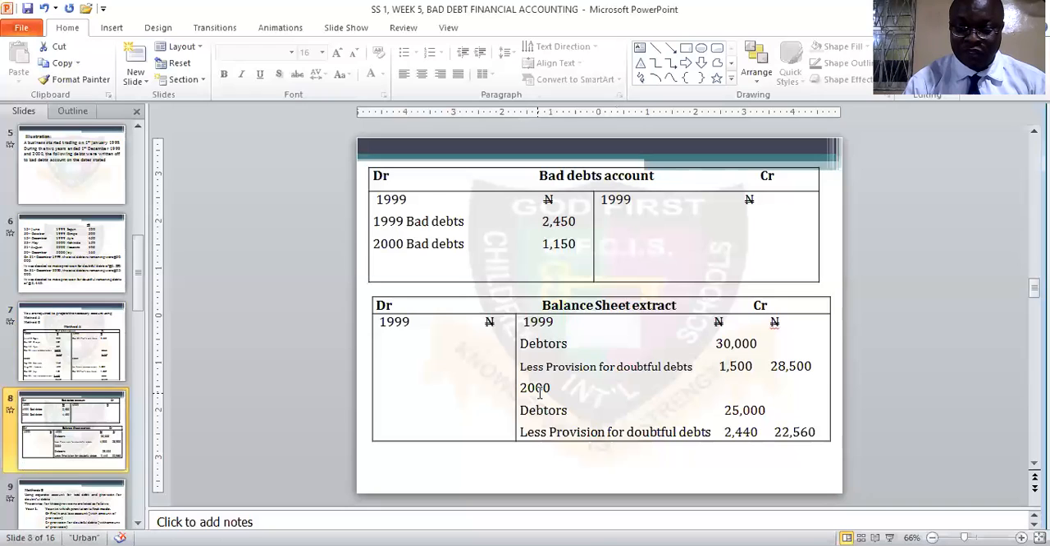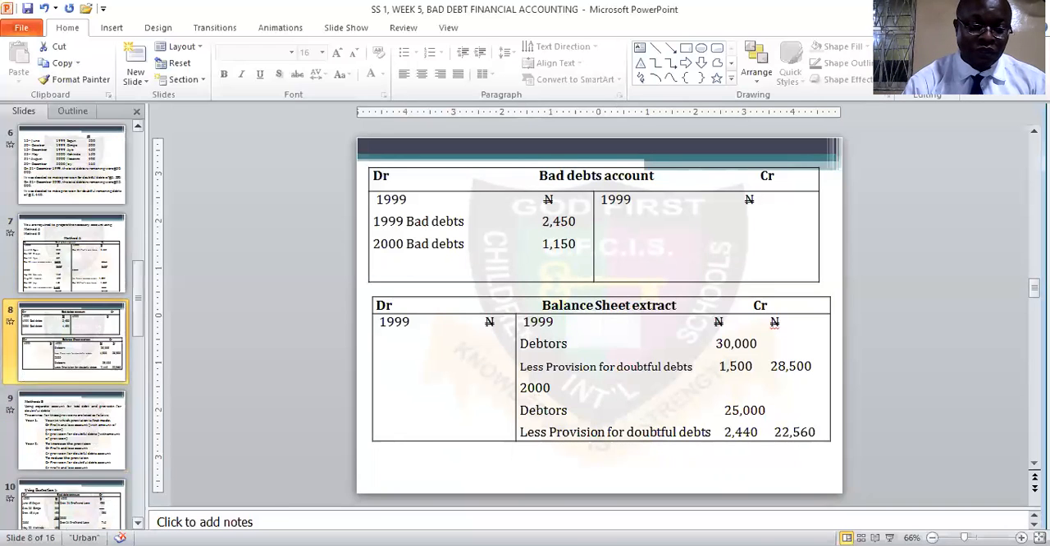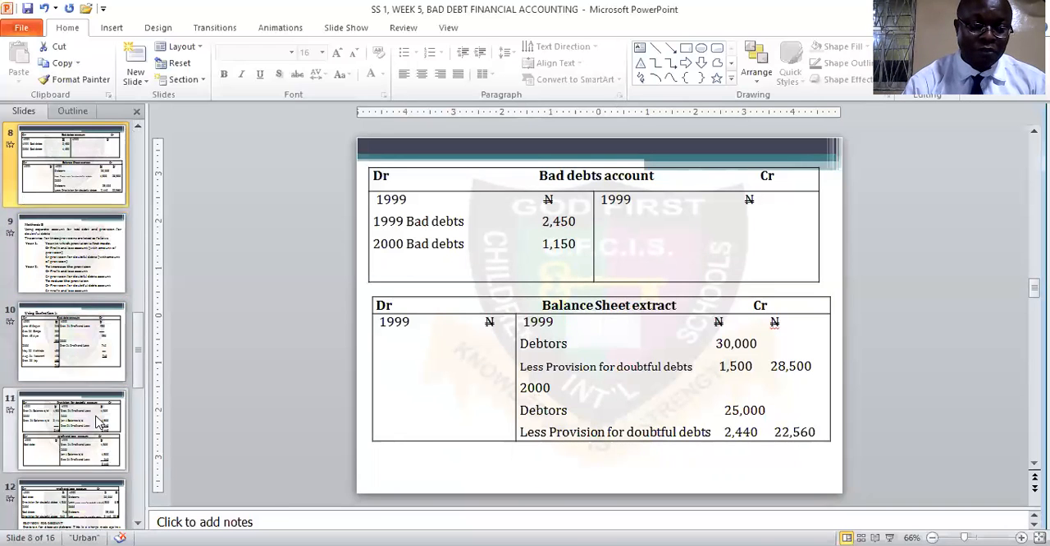In the year 2000, the debtors given were 25,000 naira. Subtract, less provision for doubtful debt, 2,440 naira. So when you subtract it, you are going to get 22,560 naira. So that is the balance sheet for method A. So let us look at method B.